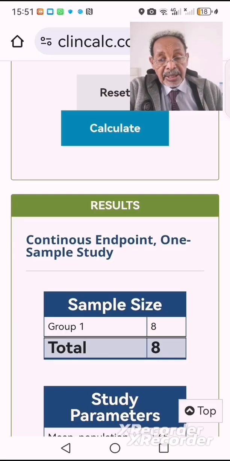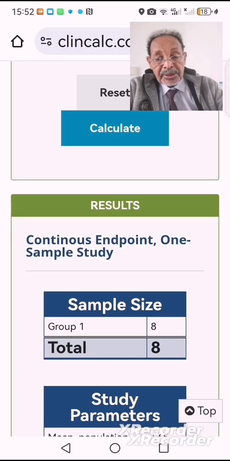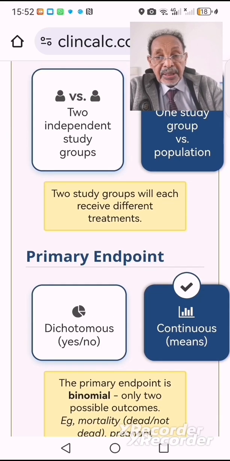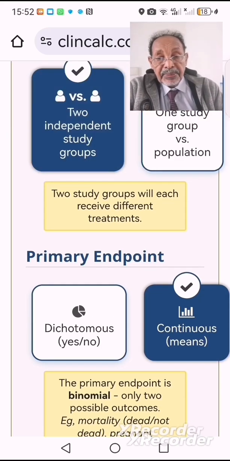If we just make the whole thing 10 registrars for the program of training. In one of these training programs, we have already said 10 registrars will give us a value of 70% estimated group mean for their pass. Now we can see another, or in this same calculator, we can calculate 2 independent study groups. That was one group with the population mean.